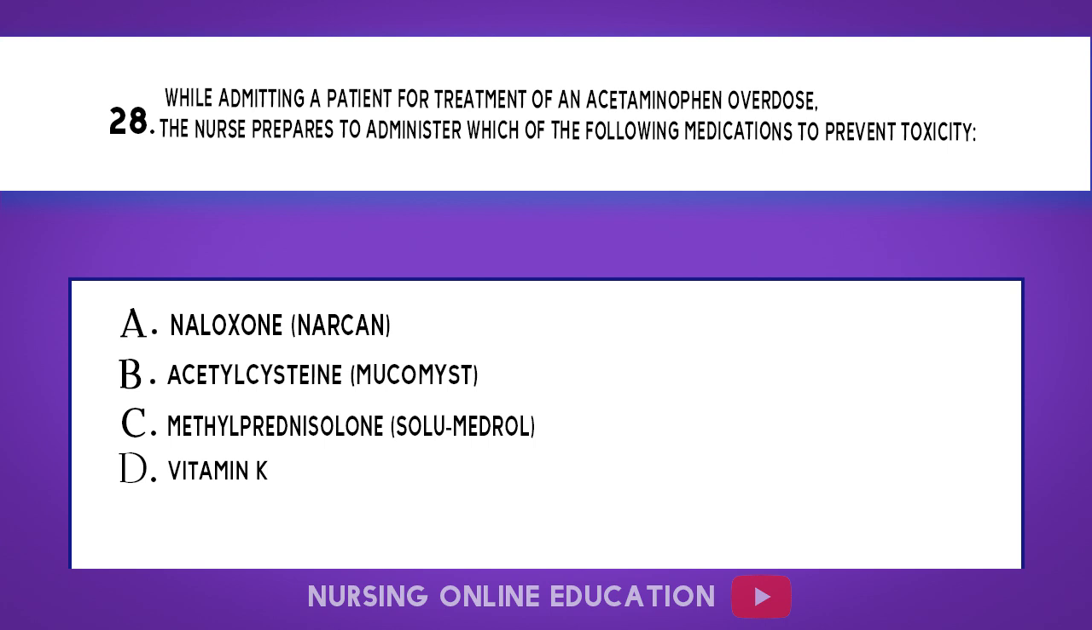28. While admitting a patient for treatment of an acetaminophen overdose, the nurse prepares to administer which of the following medications to prevent toxicity? A. Naloxone, Narcan. B. Acetylcysteine, Mucomyst. C. Methylprednisolone, Solu-Medrol. D. Vitamin K.